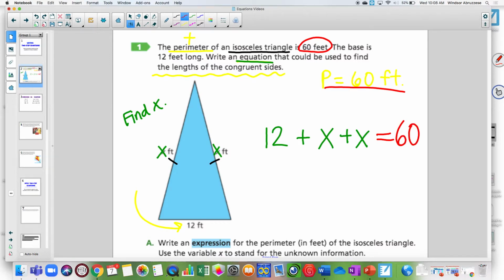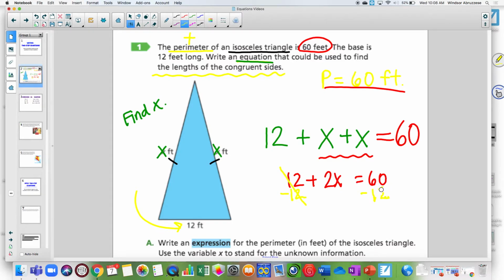That's it. I just need an equation that shows the perimeter to find x. Now, if we wanted to take it a step further, sure, why not? Just for fun. x plus x is 2x plus my 12 equals 60. Do you know what to do next? Let's eliminate the constant by getting rid of the 12.